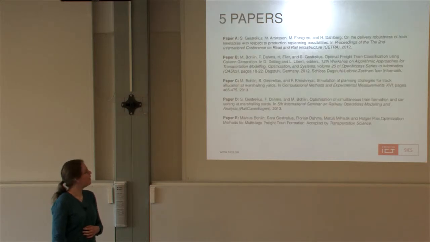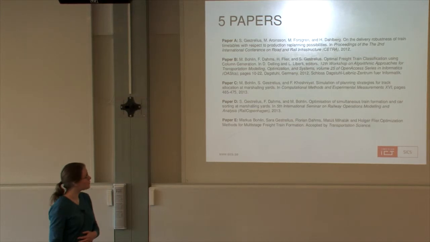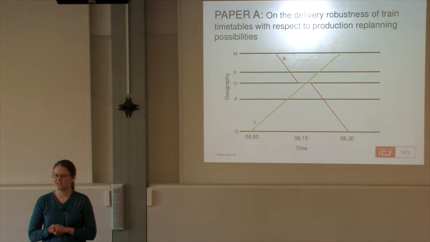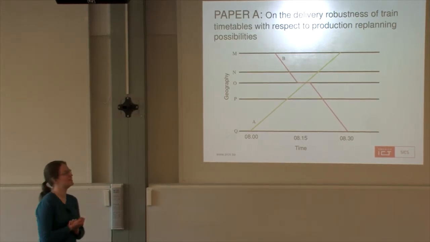So, these are the papers where we try to answer these questions. Paper A answers the first question and papers B to E answer question 2. And now I'm going to talk a little bit more about what we've actually done. So I'm going to start with paper A, which is about replanning robustness.